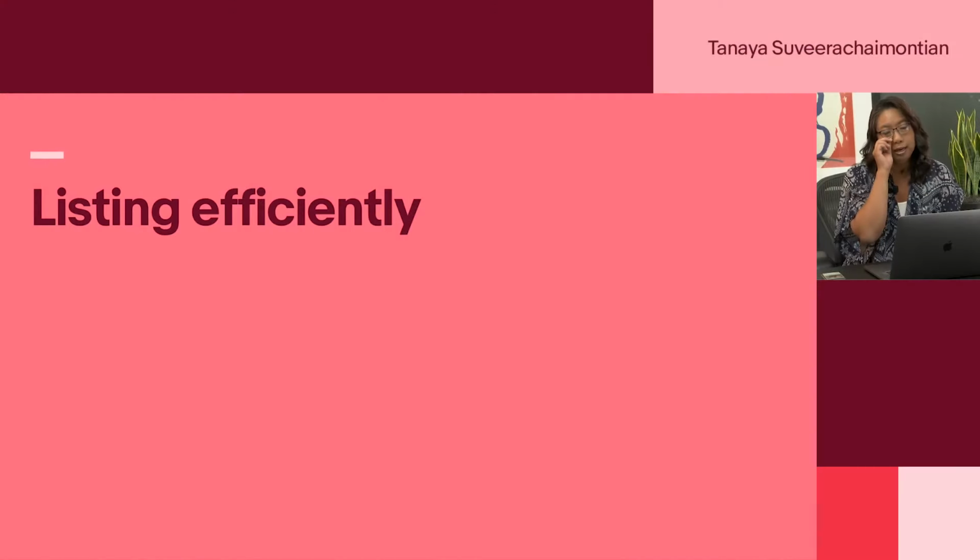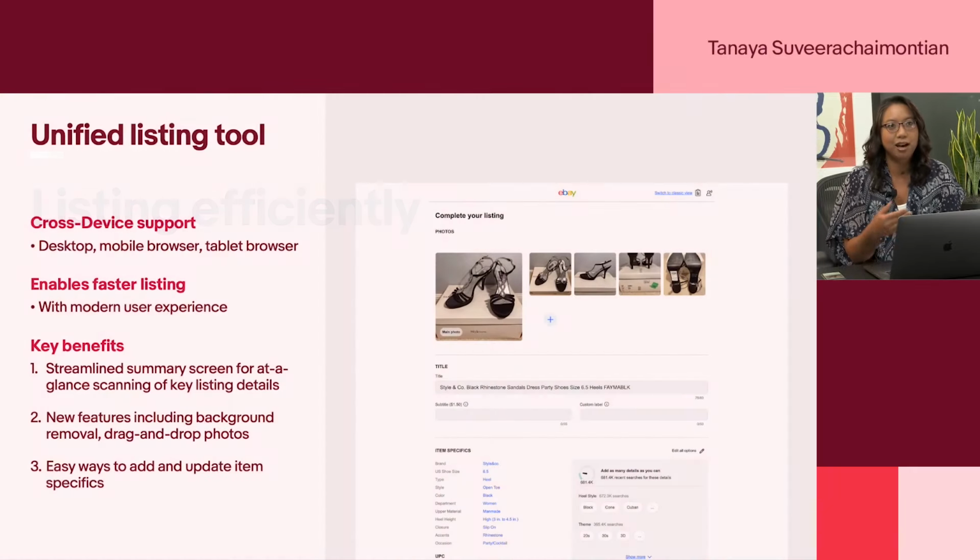So now, coming back to the slides, we're going to talk a little bit more about listing efficiently and how we can help you get all your listings, your inventory, for sale on eBay. The new unified listing tool, as I was saying earlier, is something we've redesigned. It's super modern, with a very clean interface. The UI is intended to help you list efficiently because it's so simple.